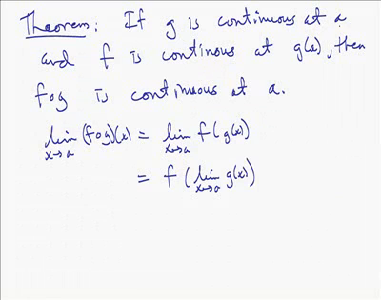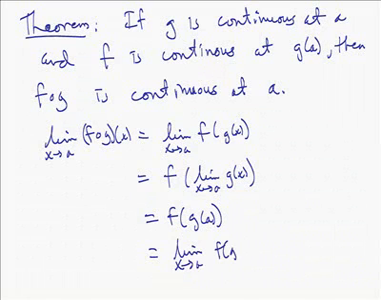Well, g is continuous at a, which means by definition that the limit as x approaches a of g of x is going to be precisely g of a. We're also told that f is continuous at g of a. That means that the limit as x approaches a of f of g of x is equal to f of g of a, since f is continuous at g of a.